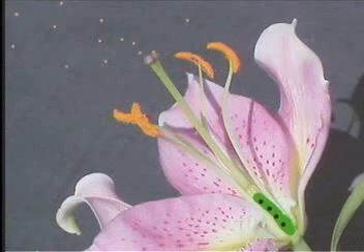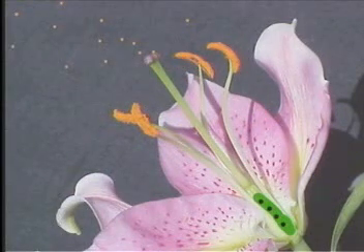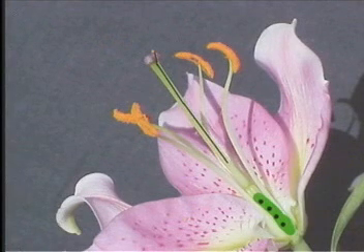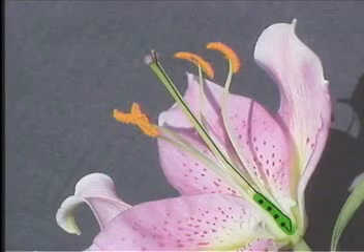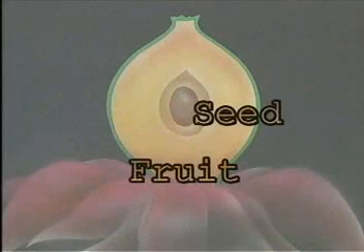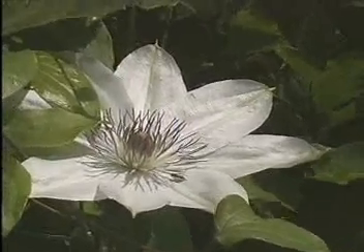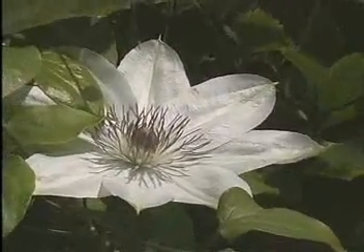If a pollen grain lands on the tip of the pistil, it will grow a tube down into the ovary, possibly fertilize an egg. If that happens, a seed will develop, and the ovary changes into a fruit to provide protection and food. For seeds to develop, pollen must travel from one plant to another.